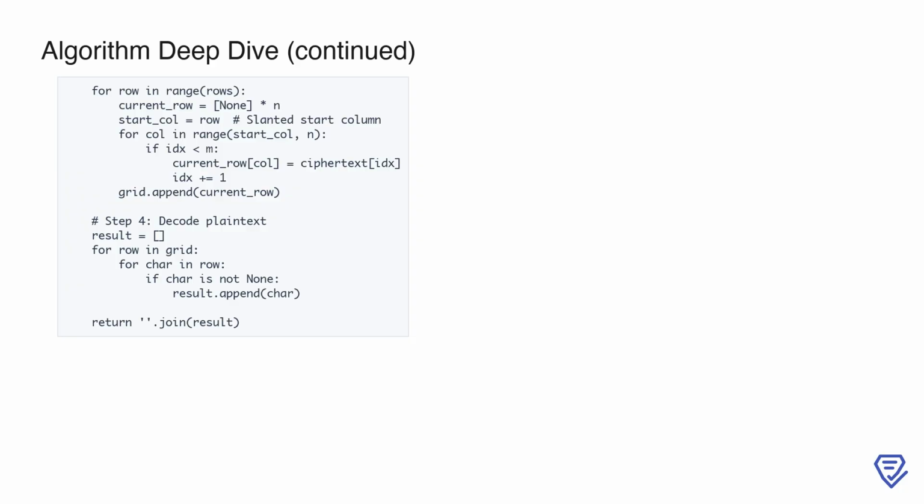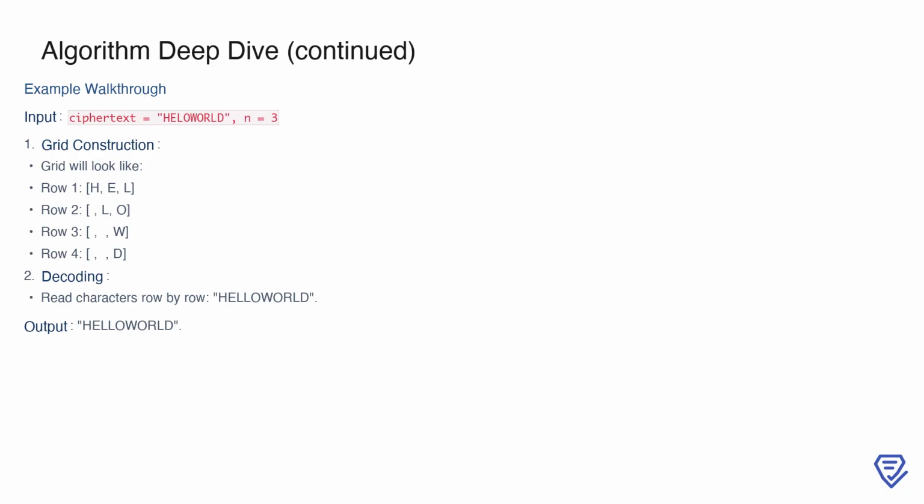Once the grid dimensions are established, we populate the grid by iterating over the rows. For each row, we create a list of n empty slots and determine the starting column based on the row index to account for the slant. We then fill the row with characters from the ciphertext, ensuring that characters wrap to the next row when necessary. After constructing the grid, we decode the plaintext by traversing the grid row by row. For each character in the row, we check if it is non-empty, and if so, append it to a result list. Finally, we concatenate the result list into a single string and return it as the decoded plaintext.